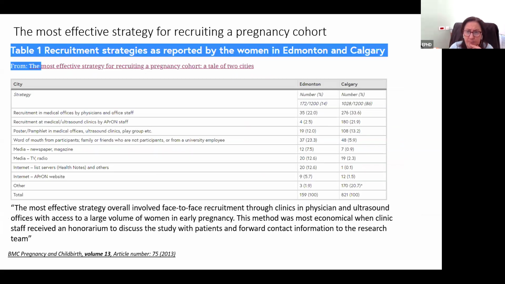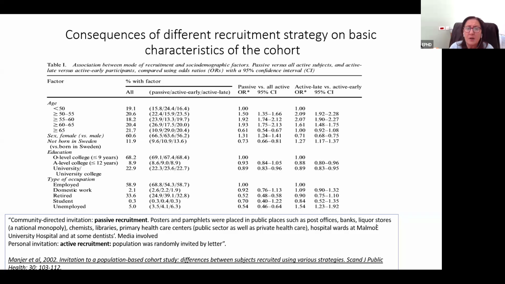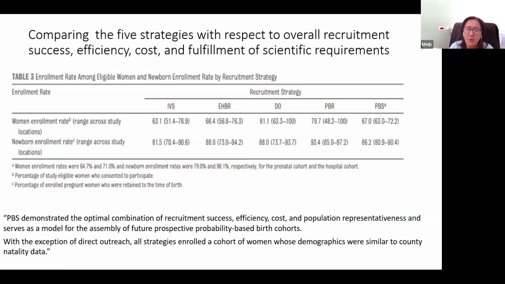The earlier one talks more about the type of people that you will get based on your recruitment strategy. So there we have passive versus active. You will have different people with different demographic characteristics when you choose one recruitment method over the other. And you will have a different yield, meaning that the participation rate depends on the type of recruitment strategy that you use. What they said is this is direct outreach, coming to the women who are pregnant.